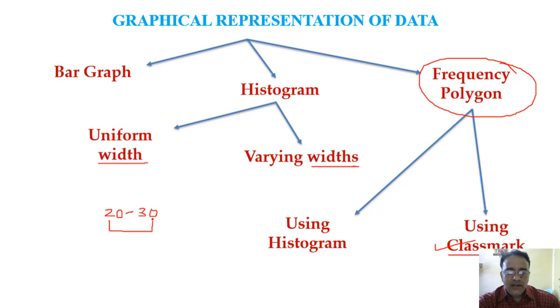Add both of these and divide by 2. This is lower limit, this is upper limit. So what are you getting? 25. Okay, very good. So 25 is the class mark of this class interval. So like that we have to use a class mark to draw the frequency polygon. Okay, so we'll see one by one. So let us start with the first one, bar graph.